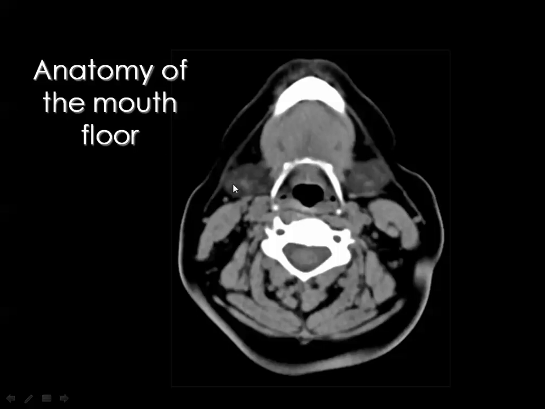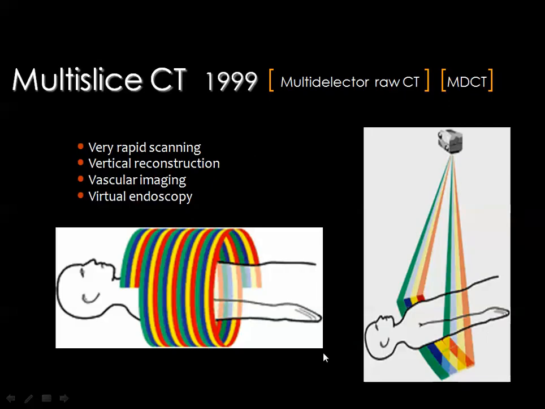You remember that the multi-detector CT has facilitated the images of complex anatomic areas such as the region of the maxillofacial region, and we have the major advantages of very rapid scanning, the multiplanar reconstruction, vascular imaging, and the virtual endoscopy.